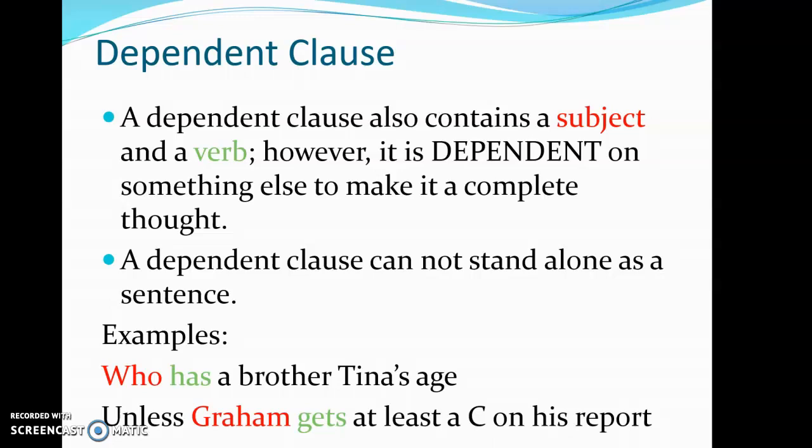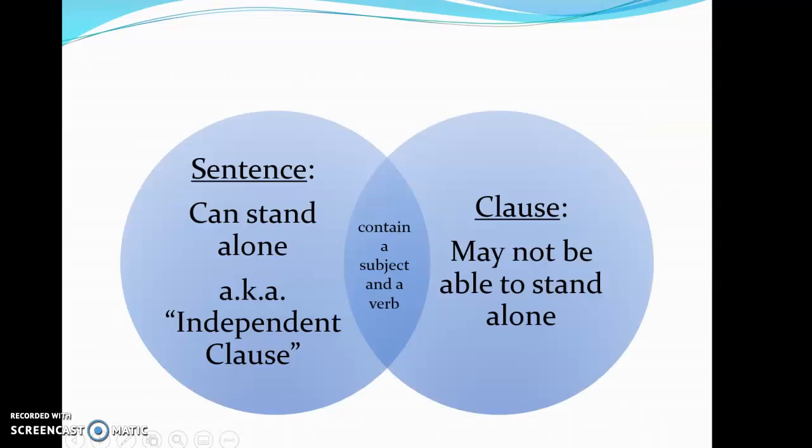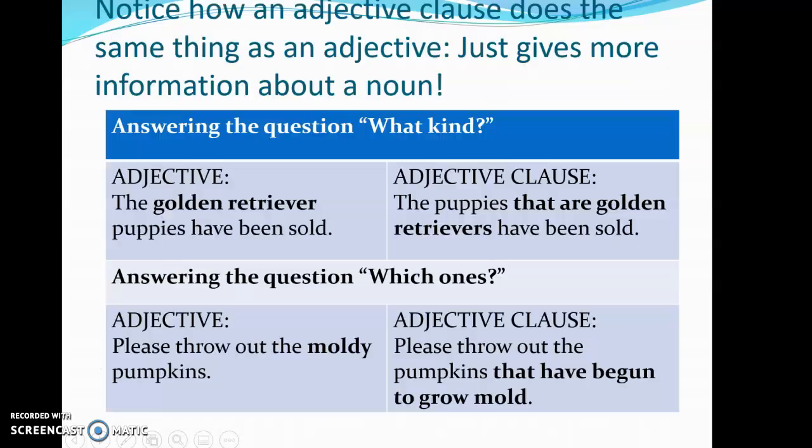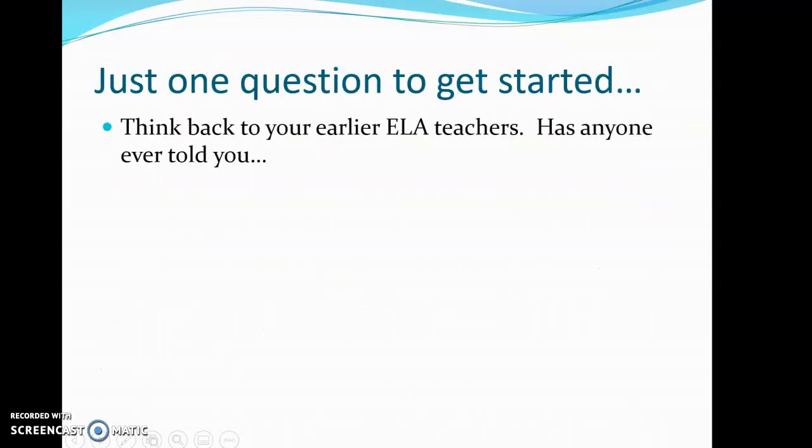We're moving on to adverb clauses today. And there's an example of an adverb clause right here. Unless Graham gets at least a C on his report, as you can see, it seems incomplete. We need more information for that to really make sense. So I'm going to skip through all the adjective clause stuff and go right to adverb clauses.